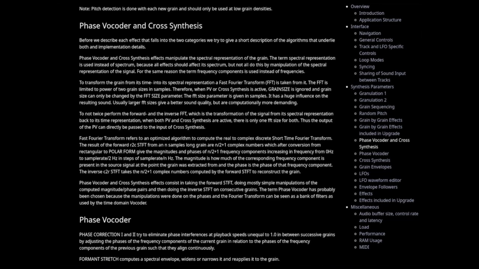Fast Fourier transform refers to an optimized algorithm to compute the real-to-complex discrete short-time Fourier transform. The result of the forward R2C STFT from an N samples long grain is N/2 plus 1 complex numbers, which after conversion from rectangular to polar form give the magnitudes and phases of N/2 plus 1 frequency components increasing in frequency from 0 Hz to sample rate/2 Hz in steps of sample rate/N hertz.